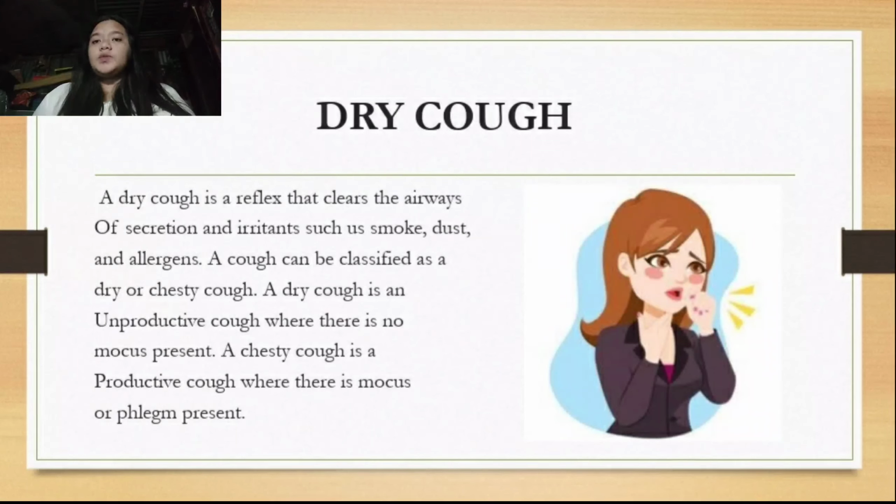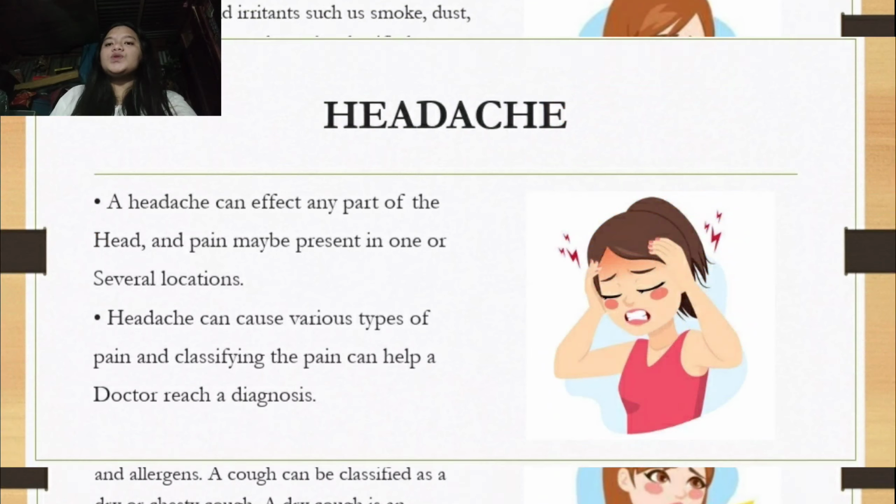There are two types of cough. We have productive and non-productive. A productive cough produces phlegm or mucus, clearing it from the lungs. A non-productive cough, also known as a dry cough, doesn't produce phlegm or mucus.